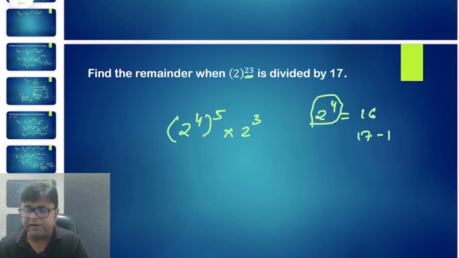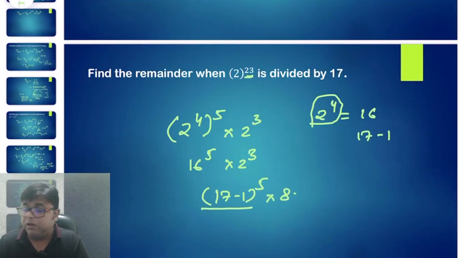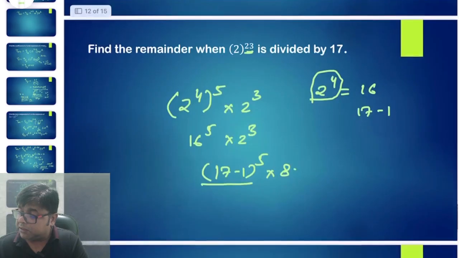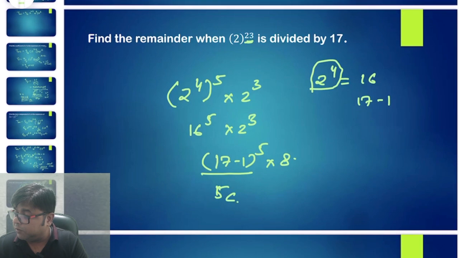and 2 to the power 20 I can further write it as 2 to the power 4 into 2 to the power 5, which will be 16 to the power 5 into 2 to the power 3, that is 8, and 16 can be written as 17 minus 1 to the power 5 into 8. Now I know the remainder of this will be the last term, as I can see, if I write the expansion, it will be 5c0, 17 to the power 5, minus 1 to the power 0, and so on.